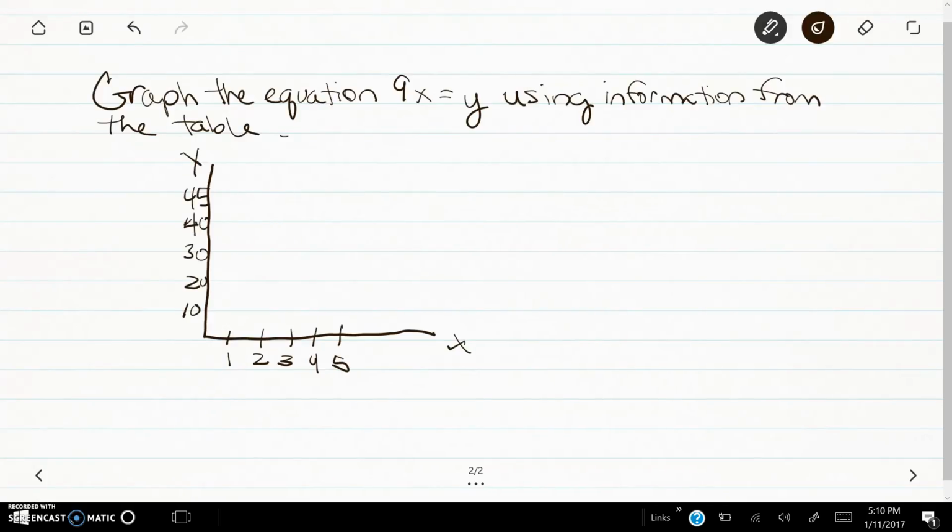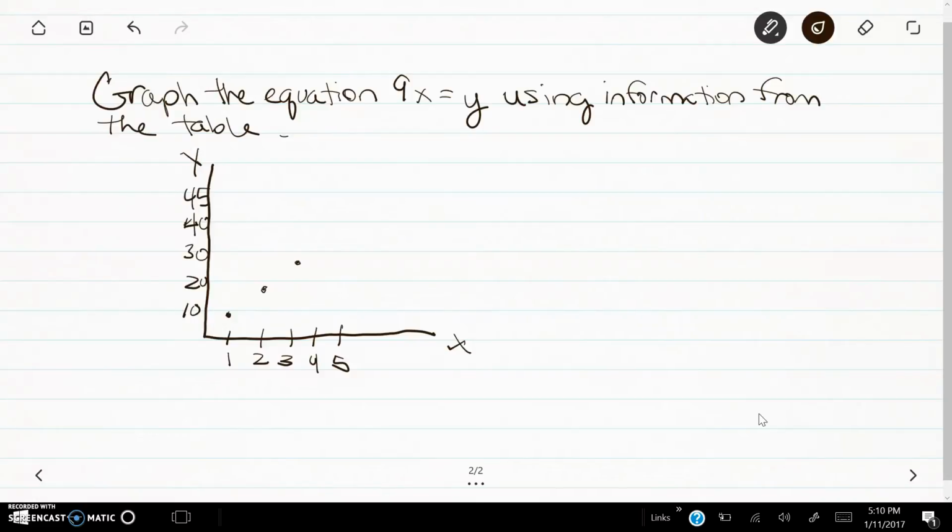And I'm just going to plot the points. So if you're looking at the data table, my first point on X was 1, and then my Y value was 9. So I'm going to go 1 and 9. I'm going to put a dot right there. Okay. My next one was 2 and 18. So I'm going to follow 2 up to 18, which is almost to 20. 3 and 27. So 3 and 27, which is almost 30.